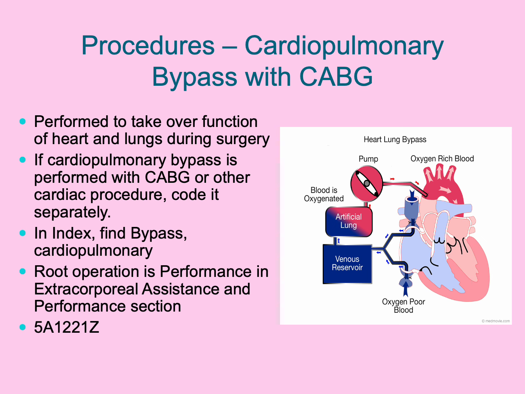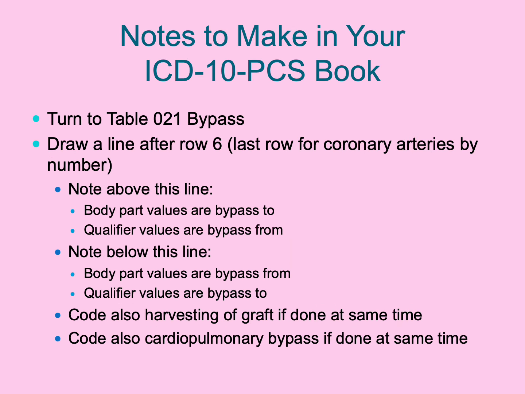Cardiopulmonary bypass is performed to take over the function of the heart and lungs during surgery. If it's performed with a CABG, or coronary artery bypass graft, or other cardiac procedure, it can be coded separately. So if it's done at the same time as bypass, you can report it separately. Find bypass, cardiopulmonary in the index. It's under performance, 5A1221Z. So this is confusing, got to admit that, right?